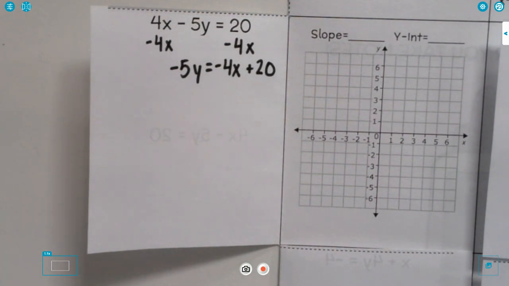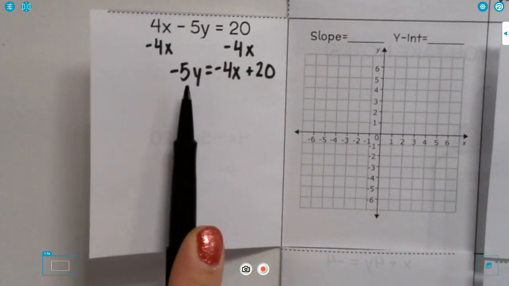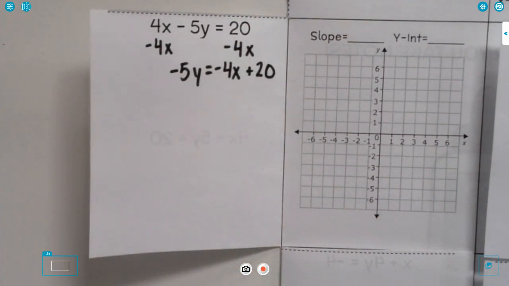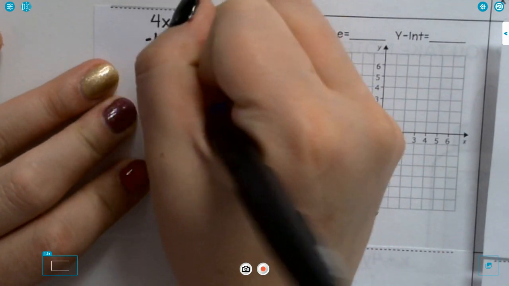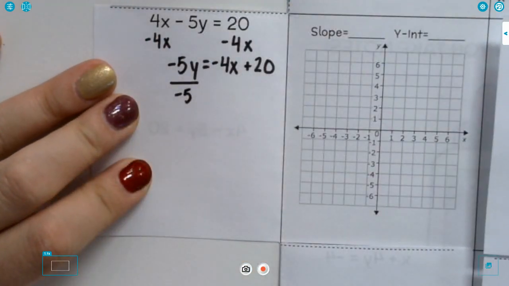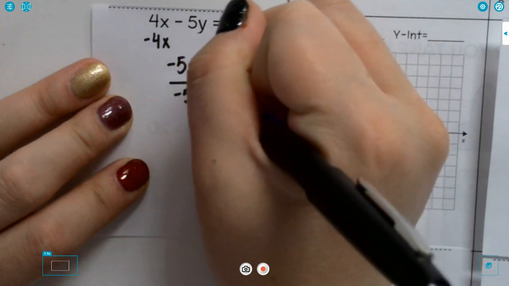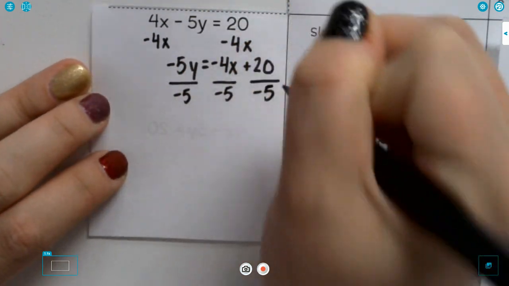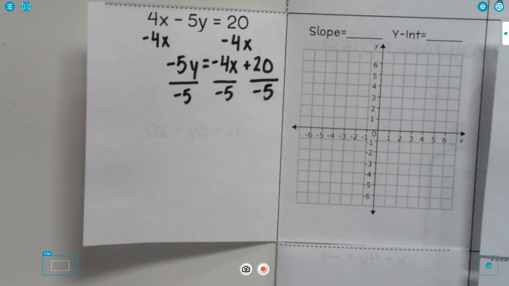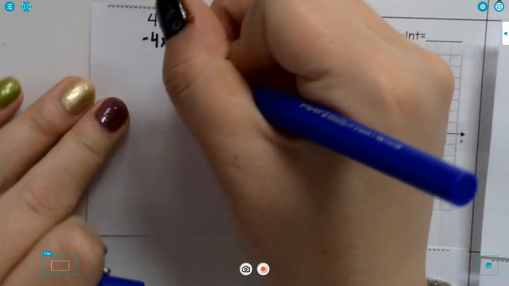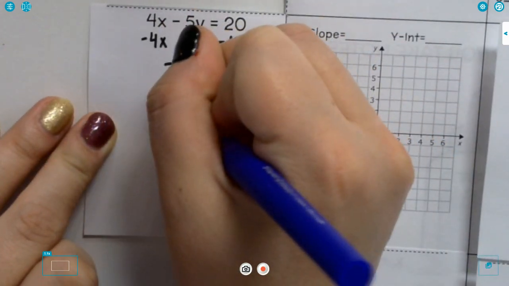Okay. Then from there, I need to get y by itself. So to get my y by itself, I'm going to get rid of that negative 5. This right now means negative 5 times y. So I'm going to divide everything by negative 5. So I divide by negative 5 here, and I'm also going to divide by negative 5 here and here. So everything I do on one side, I got to do on the other. These negative 5s cancel. So that leaves me just a y here. Y equals.